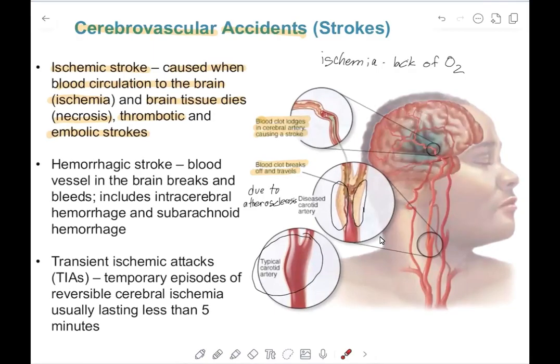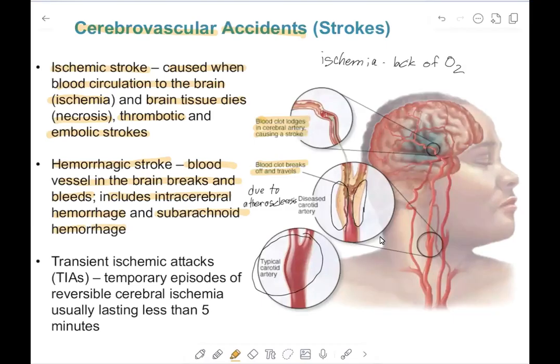Another example of a stroke is called a hemorrhagic stroke. This is when a blood vessel in the brain actually breaks and bleeds. It's very, very serious. It could include intracerebral hemorrhage and subarachnoid hemorrhage.